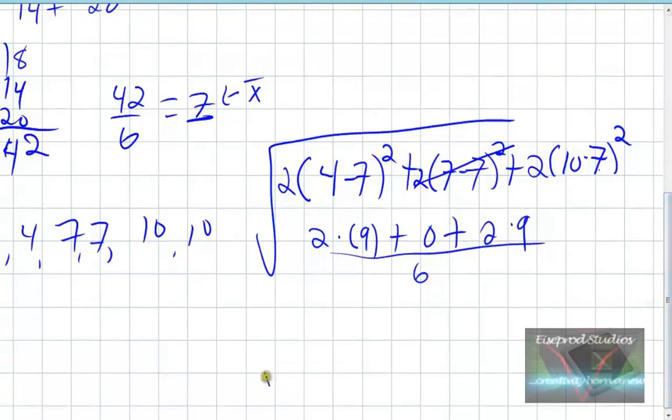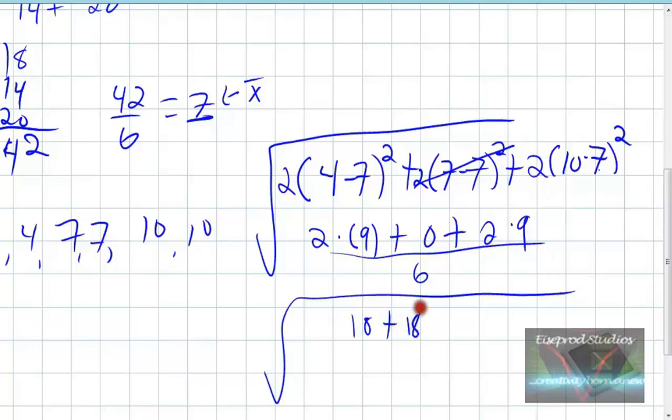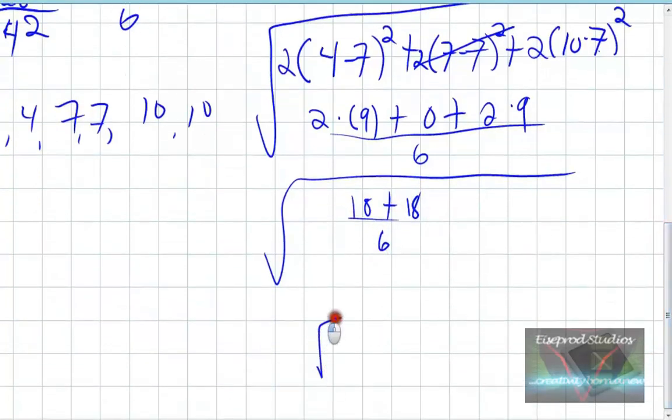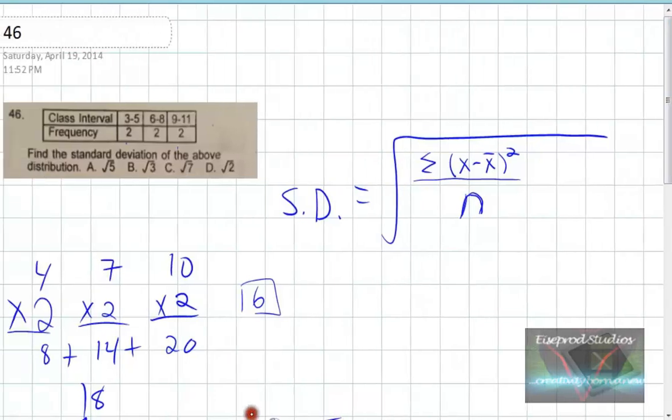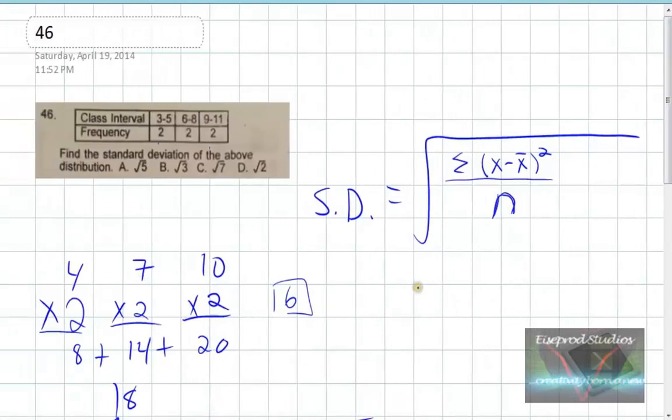So going further down, I'll rewrite it to make it clearer. We'll have 18 plus 18 divided by 6. So it will be the square root of 36 divided by 6 is equal to the square root of 6. So this should be your answer. You'll notice that it's not there, so you would leave the question blank.